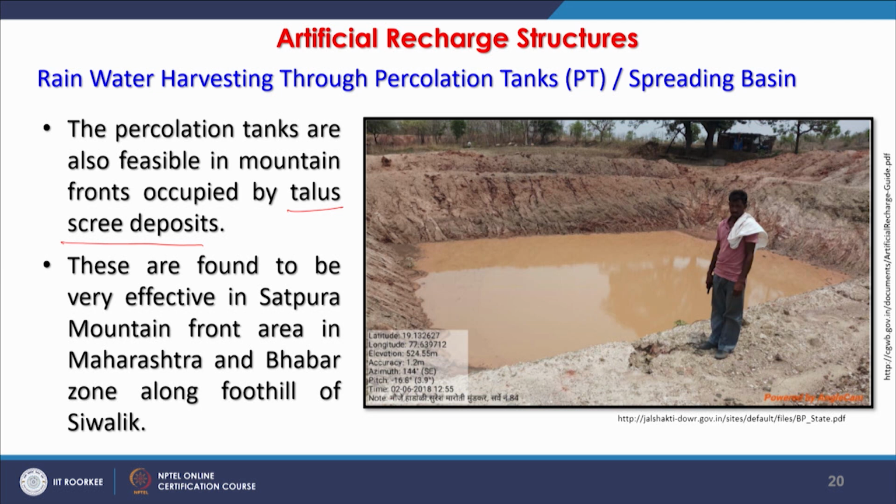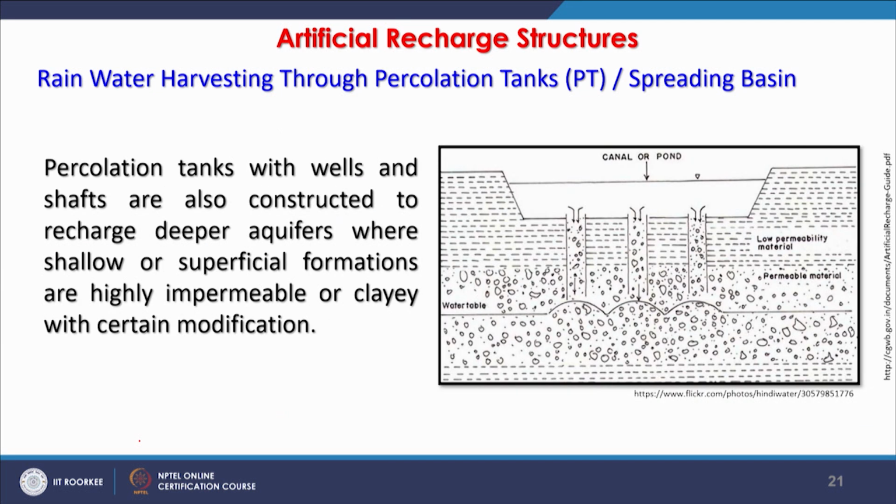So, these tanks are being found effective in the Satpura mountain front in Madhya Pradesh and Maharashtra area, and in the Bhabbar zones along the foothills of the Himalaya. These are also very useful to recharge the groundwater regime. These are percolation tanks with wells and shaft, like here it is shown. So, at the bottom you have wells, and along this you can also have a shaft here.